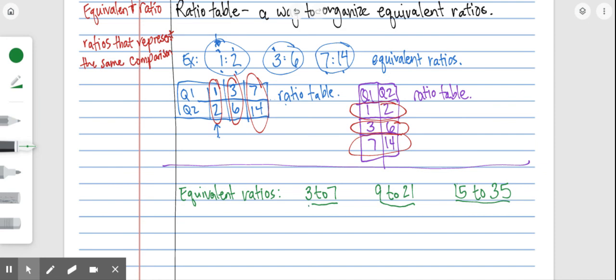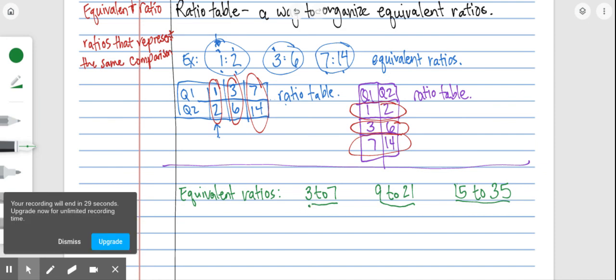So 3 to 7. To get from that first number 3 to this first number 9, I multiply by 3. So then to get from 7 to 21, I also multiply by 3, which means these two are equivalent. Okay. To get from 3 to 15, I multiply by 5. And to get from 7 to 35, I also multiply by 5. So again, those are equivalent, which means these are equivalent ratios. Okay. So in the next video, I'm going to show you how to set up the table.